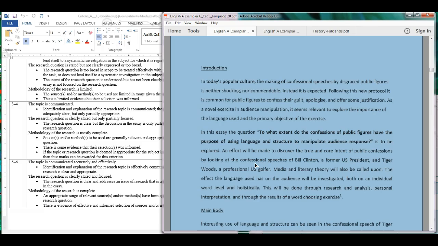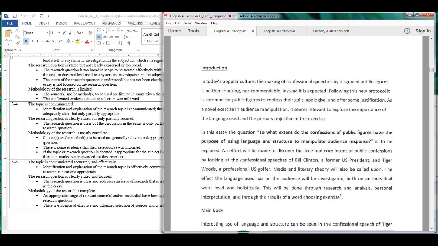So if we're looking at this introduction, I'm going to show you where it's doing the things that it needs to do. In today's popular culture, the making of confessional speeches by disgraced public figures is neither shocking nor commendable. Instead, it is expected. Following this new protocol, it is common for public figures to confess their guilt, apologize, and offer some justification. As a novel exercise in audience manipulation, it seems relevant to explore the importance of the language used and the primary objective of the exercise.